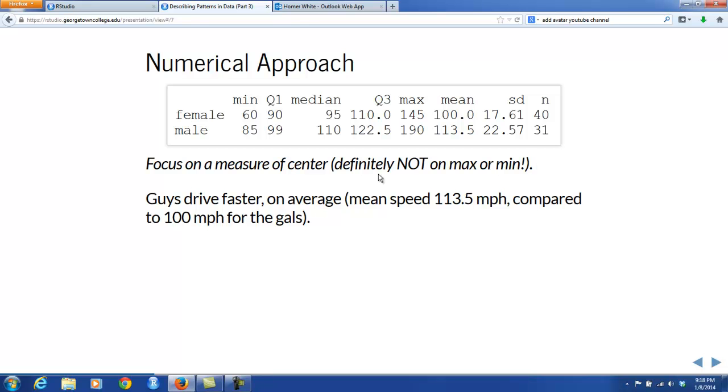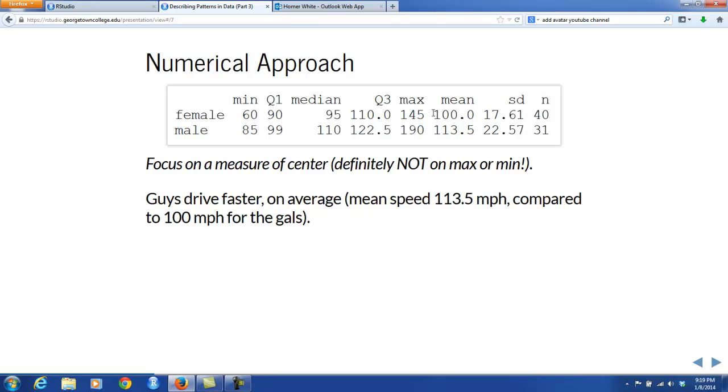We certainly don't want to focus in on something like minimum. So certainly the minima do differ quite a bit, by 25 miles per hour actually, but remember that those numbers are probably based on only one individual from each group, one female going 60 miles an hour and one male going 85 miles an hour. We want to know what's up typically, so we tend to want to focus on something like means or medians.